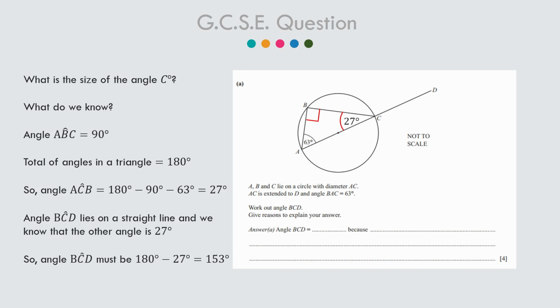Angle BCD lies on the straight line, and we already know that the other angle is 27 degrees. So angle BCD must be 180 minus 27, which gives us 153 degrees.